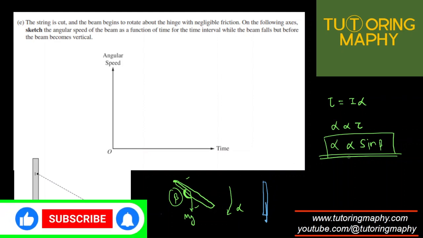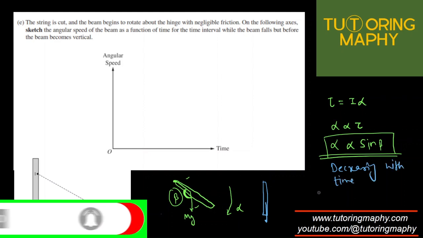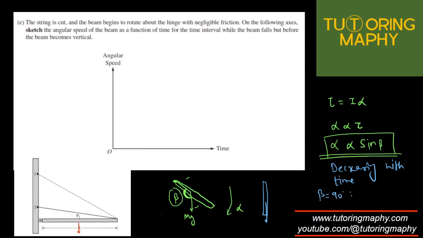So eventually, when it entirely becomes flat, beta will become 180 and sine 180 will become 0. So can we say that alpha is decreasing with time? It makes sense because when initially beta is 90, alpha was maximum, and then finally beta will become 180 and alpha will become 0. So alpha is decreasing with time. And for the omega versus t curve, what is the slope of omega versus time? Because we know that alpha is nothing but change in omega over change of time. So the slope of omega versus time is alpha.